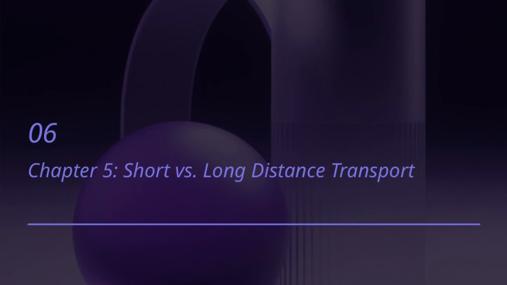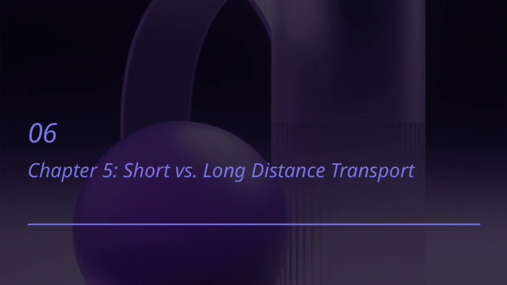Now, let's move on to Chapter 5, which focuses on short versus long-distance transport. This is a crucial aspect because the distance over which we transport goods significantly influences the methods we choose and the associated costs. When dealing with short-distance transport, such as moving goods within a city or between nearby facilities, we often rely on modes like trucks or vans, which offer flexibility and quick turnaround times.